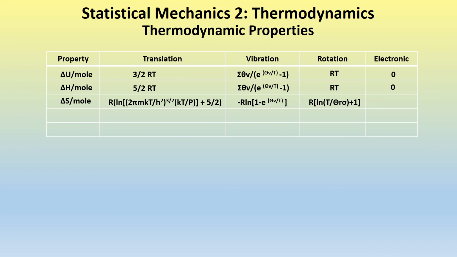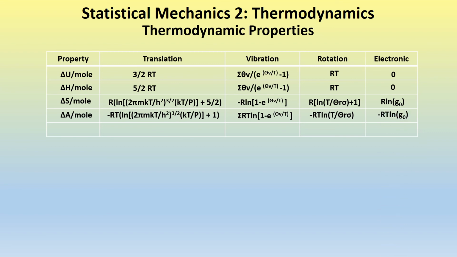For the Helmholtz energy, the molar energy delta A, you have a translational contribution of RT log 2 pi mkT over h squared to the 3/2 kT over p plus 1. A vibrational contribution of the sum of all of the RT log of 1 minus e to the minus theta v over T's, rotation minus RT log T over theta r sigma, electronic minus RT log of the degeneracy of the ground state.